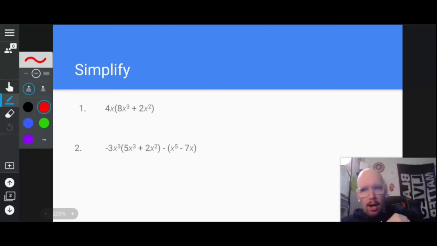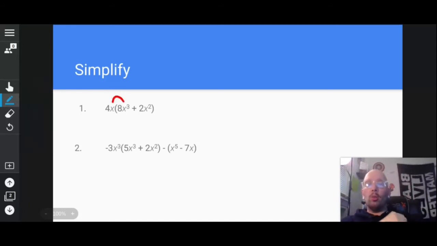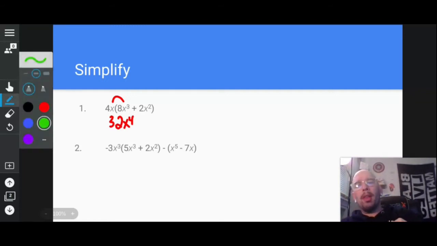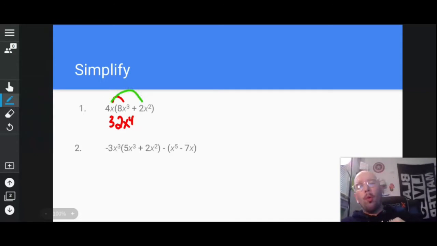I have 4x times 8x cubed. 4 times 8 is 32. X times x cubed is x to the fourth because you add the exponents when you multiply terms of the same base. Now I take 4x and multiply that to 2x squared. 4 times 2 is 8. And it's positive, of course, because of the plus sign in front. X times x squared is x cubed because you have 3 x's combining. Can I combine anything there? Nope. Am I done? Yep.